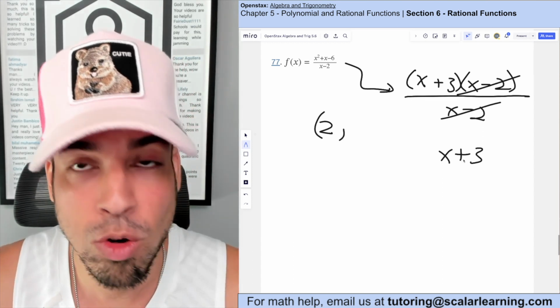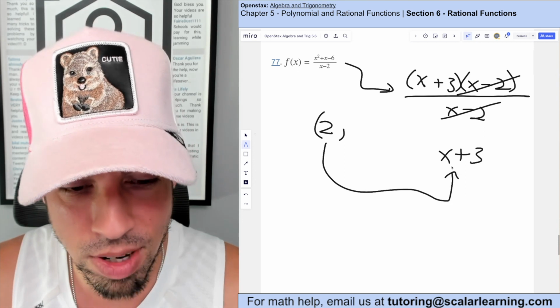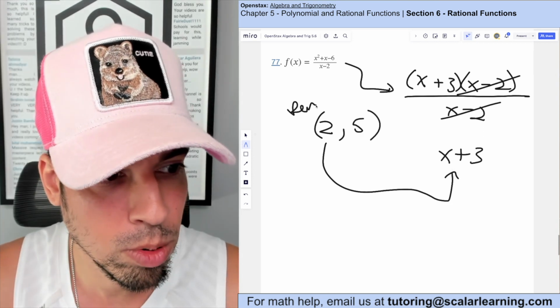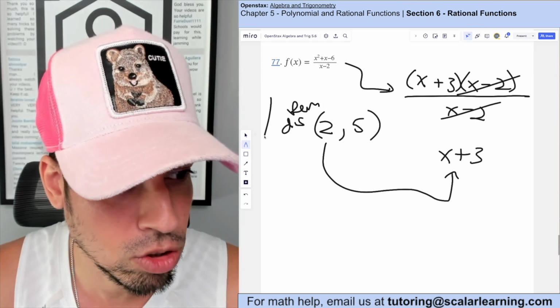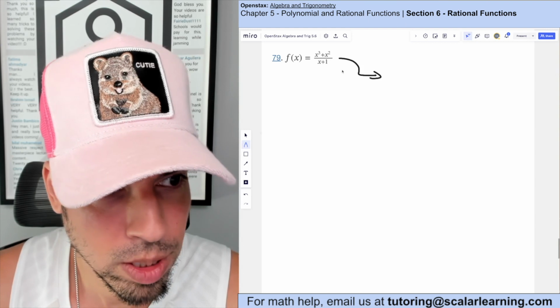And then where's the corresponding function value? Well, to figure that out, you got to plug it into the simplified version, which is 2 + 3, which is 5. So there's your removable discontinuity. It's occurring at 2, 5. Boom, done. So for this question, we have to start by factoring the numerator.